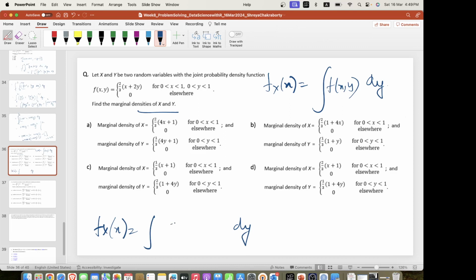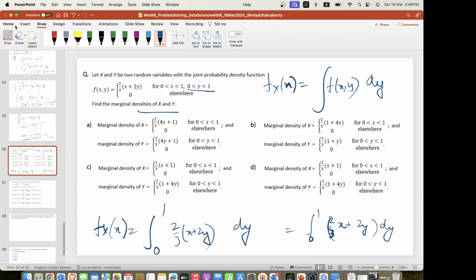Now f(x,y) is how much? 2 by 3 (x plus 2y). We have to integrate over y. What is the range of y? Y can take values between 0 and 1. So you would have 0 to 1. Now we'll solve this. This is how much? 0 to 1, 2 by 3 (x plus 2y) dy.